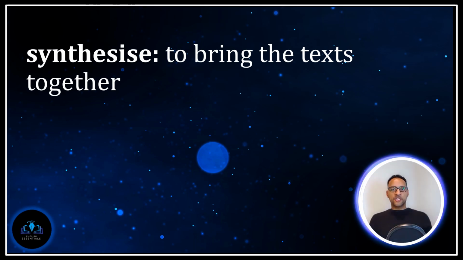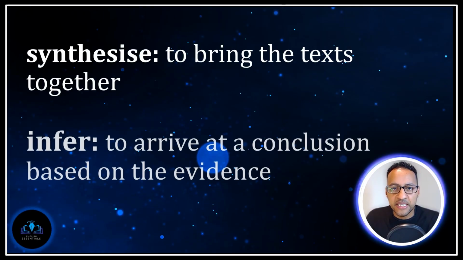Okay, so this question is really asking you to do 2 things. It's asking you to synthesize, bring the texts together, find a commonality and bring them together. And then the second thing it's asking you to do is to infer. So it wants you to arrive at a conclusion based on the evidence. So for example, if it asks you about the campsite, it wants you to look at the campsites from the information given to you about the campsites. What can you tell? And if you do that, you can't go wrong.